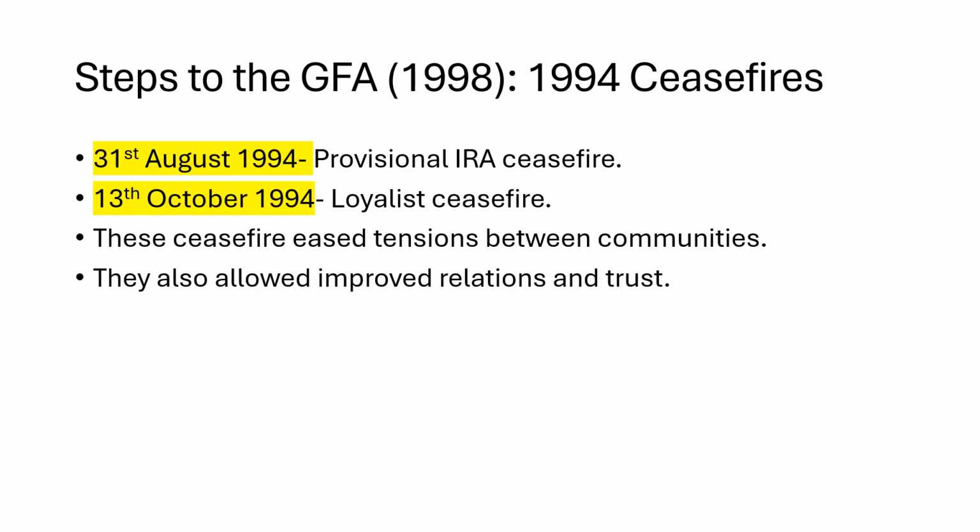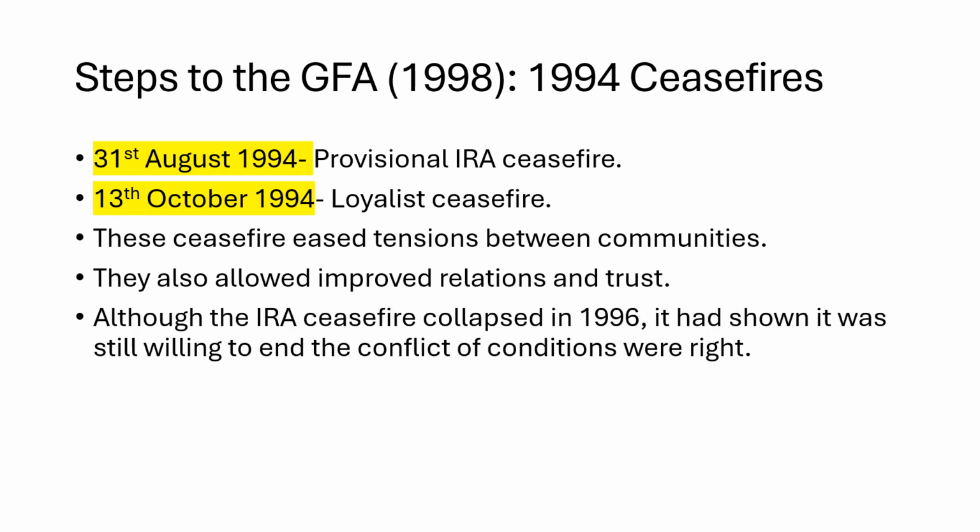It improves the relations and trust between communities, which allows the political parties that represent both communities to actually reach a deal. If the IRA was still bombing, if loyalist paramilitaries were still shooting, then there's not going to be any hunger to want to work together. But the fact that both have gone on ceasefire makes it easier to work together, and that's a big step towards the Good Friday Agreement.